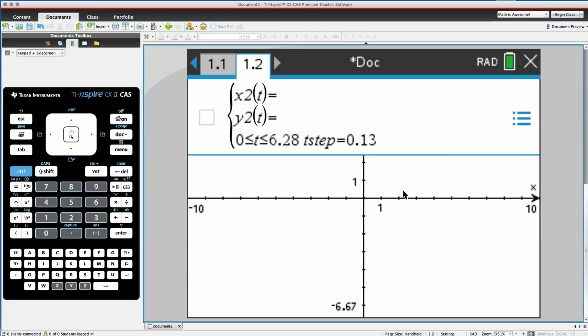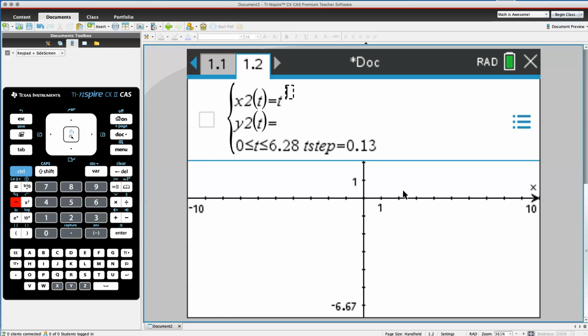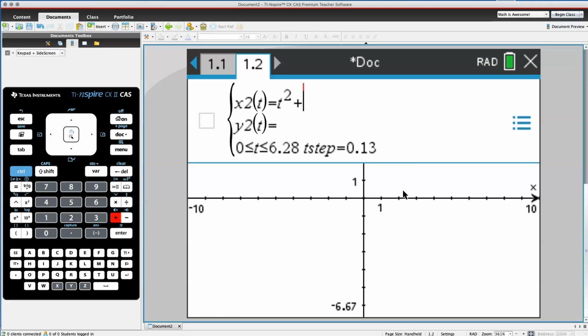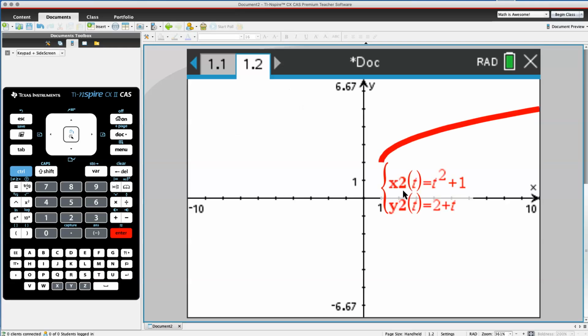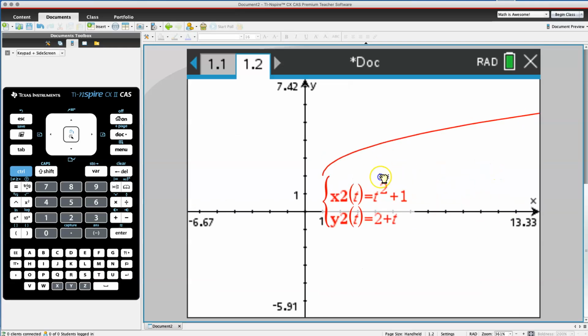And the equation that I'm going to first look at is going to be x2 equals t squared plus 1, and y2 is going to be 2 plus t. And I'm going to go ahead and keep the standard 0 to 6.28. And I can see that I have my graph right here.